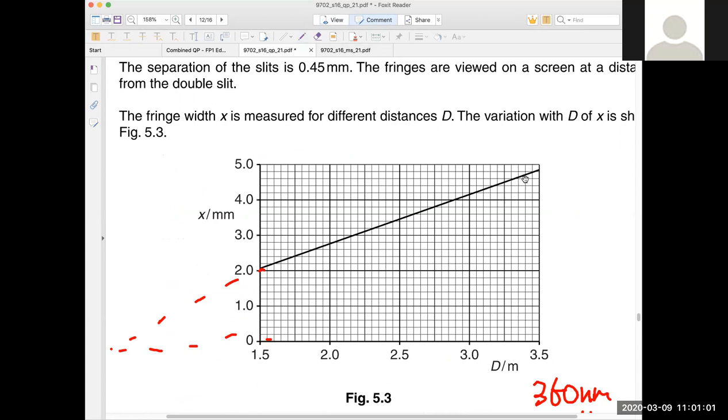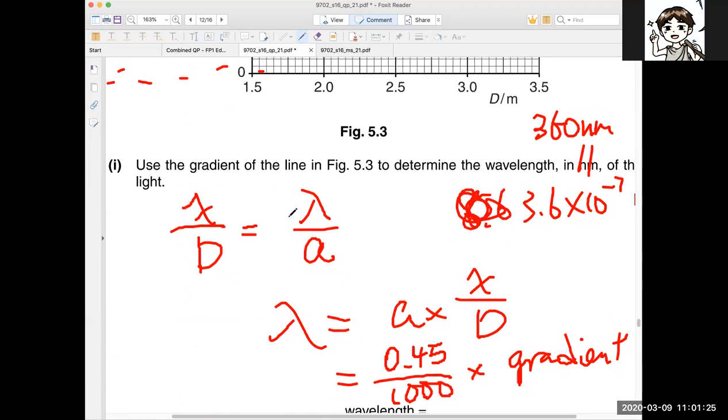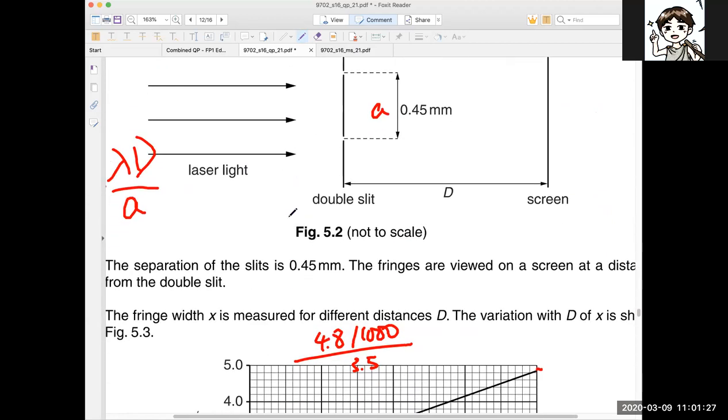So if you look at the graph, it's better for you to take a nice point. But there's no nice point here, so you take this one, around 4.8 mm. That means you divide by 1000 and then divide by 3.5. That is x over d times a. A is 0.545 mm. And then take out your calculator.